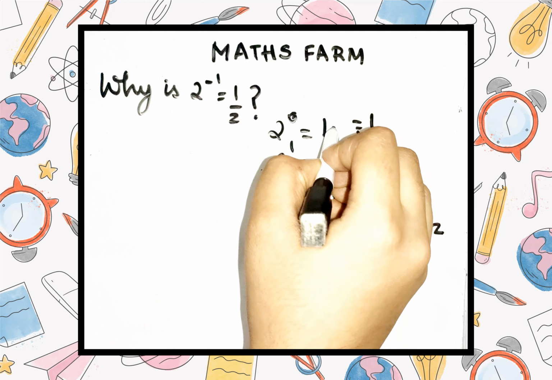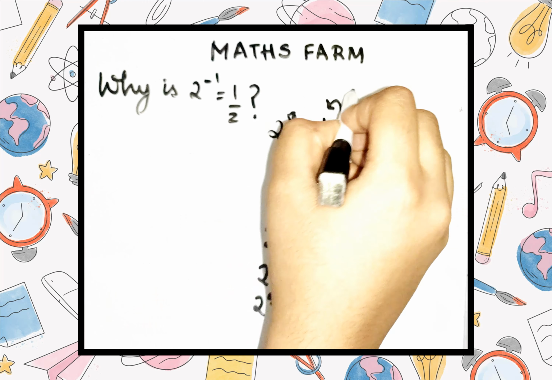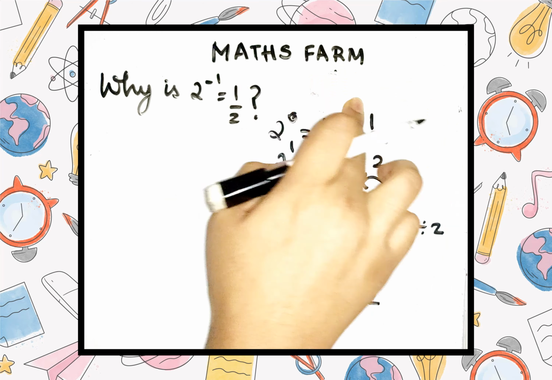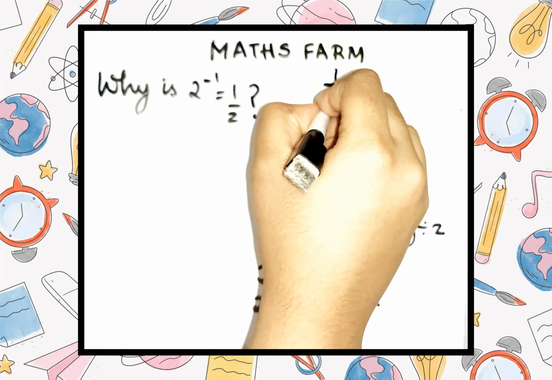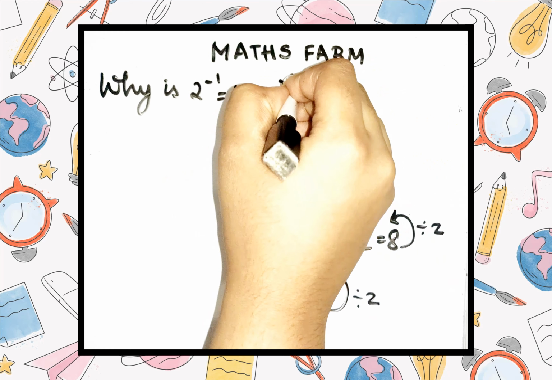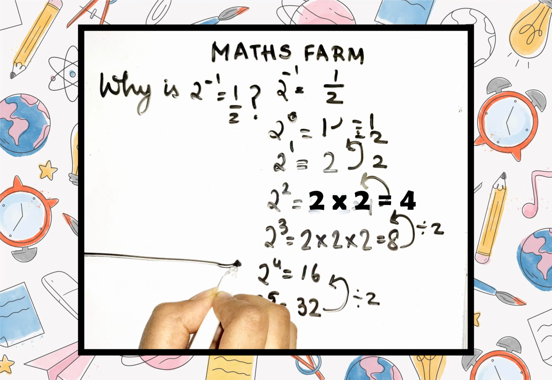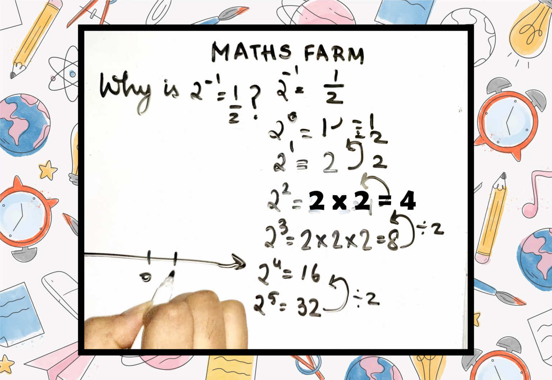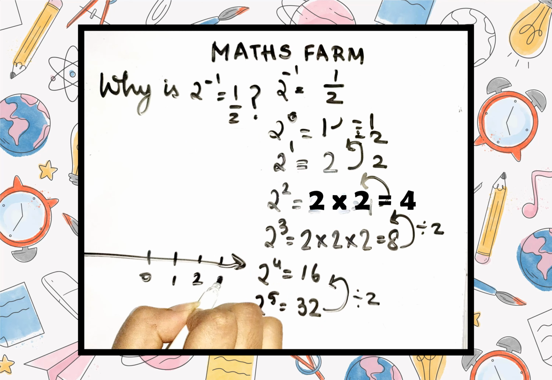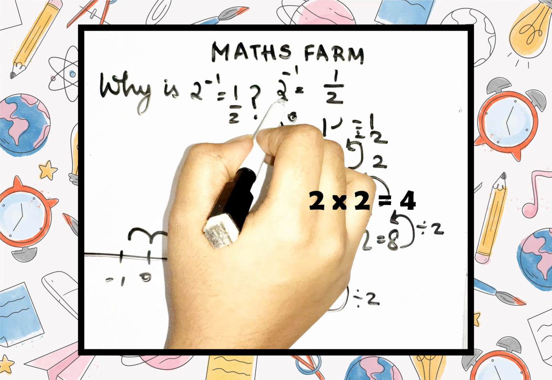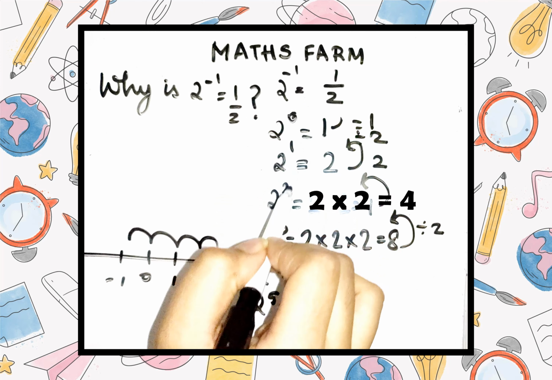So what will be 1 divided by 2? It will be 1 by 2, right? And this will be 2 to the power minus 1, because we are going backwards. So in the number line, you know that this is 0, this is 1, this is 2, this is 3, this is minus 1. So we are basically going backwards. So 2 to the power minus 1 is equal to 1 by 2, hence proved.